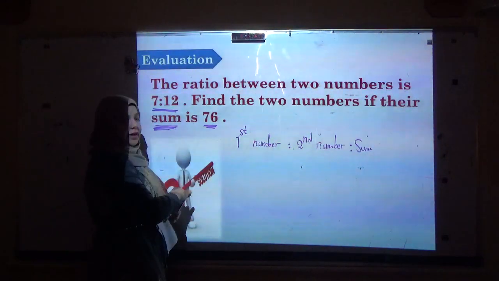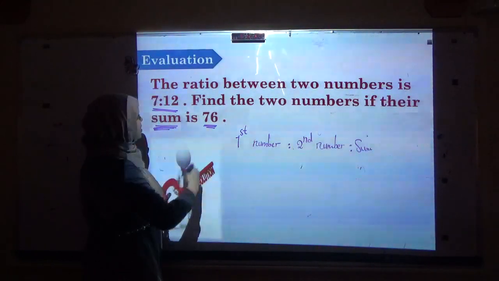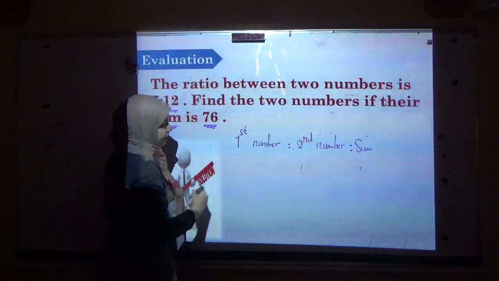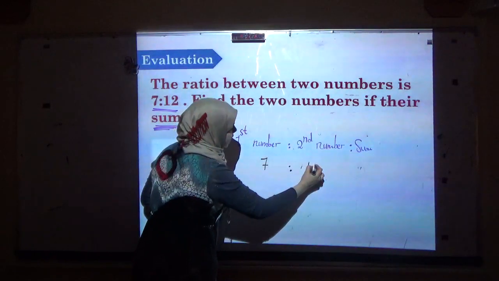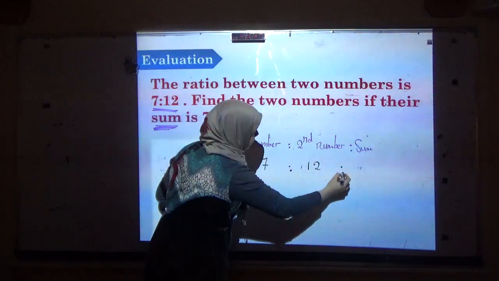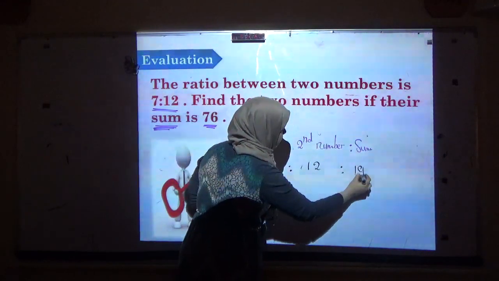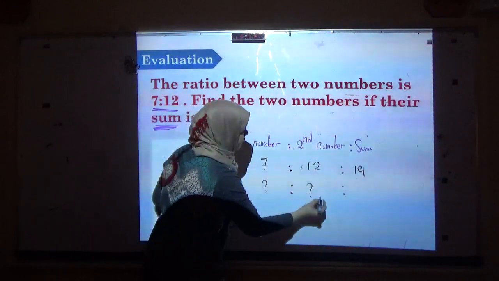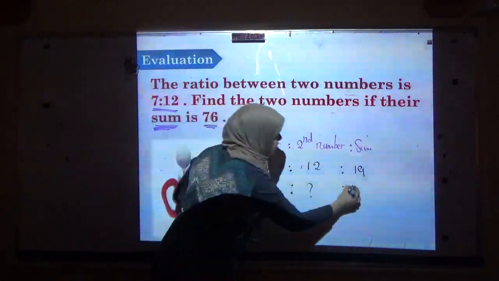In the first line we add the names, in the second line add the ratios, the ratio between the two numbers 7 to 12. Here 7 plus 12 equals 19. And in the third line we add the real value, the sum of these two numbers 76.